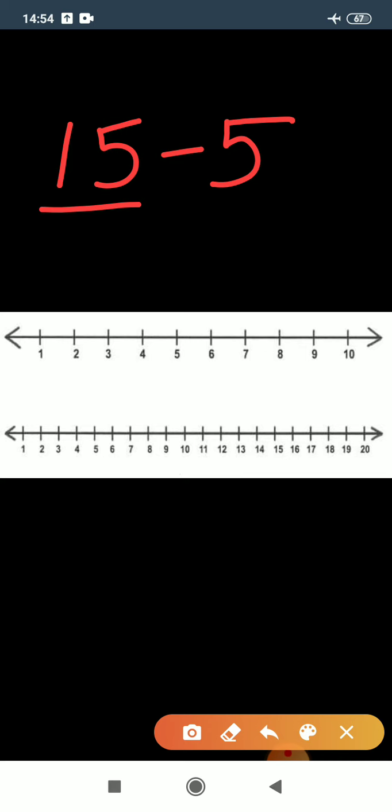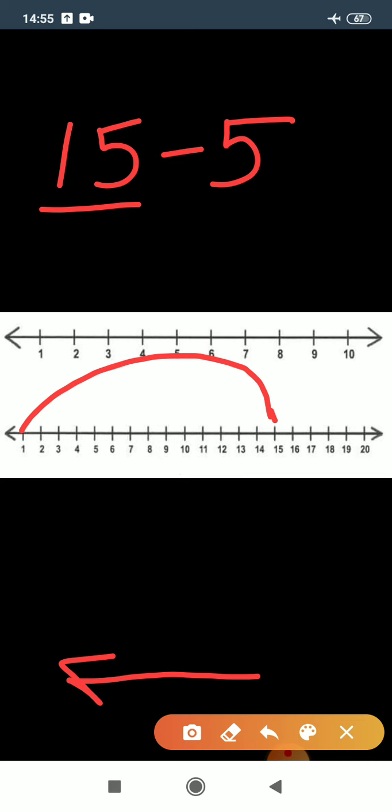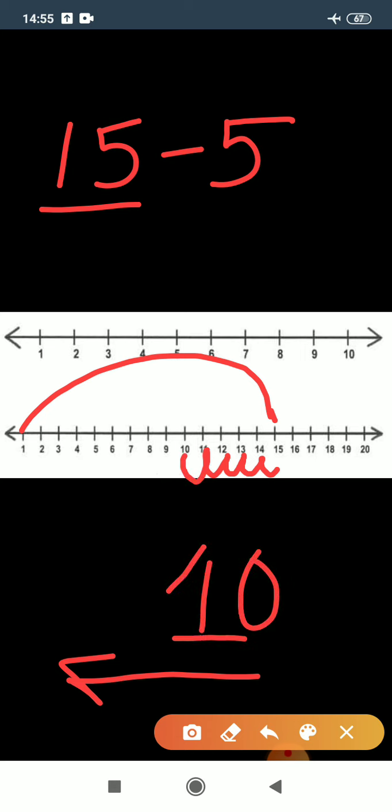Now, let's take another example. 15 minus 5. So, my first step on 15. Now, we need to subtract. That means we need to come back from the 15. By how many steps? By 5 steps. So, 1, 2, 3, 4, 5. So, my answer is 10. 15 minus 5 will give you 10.